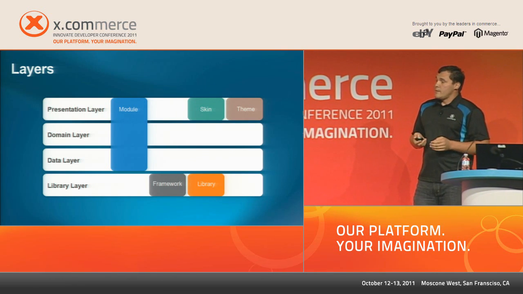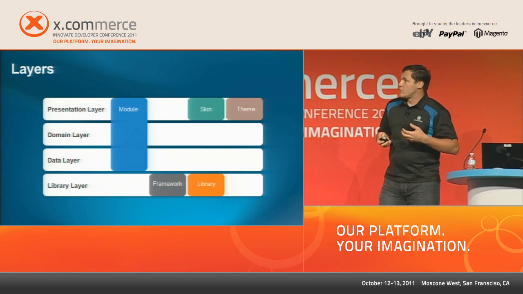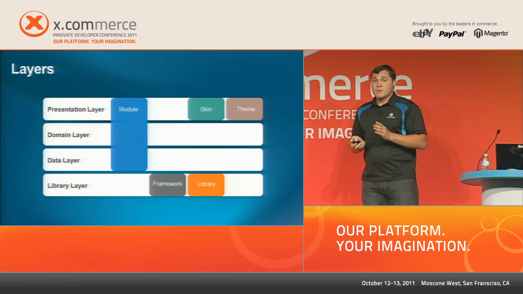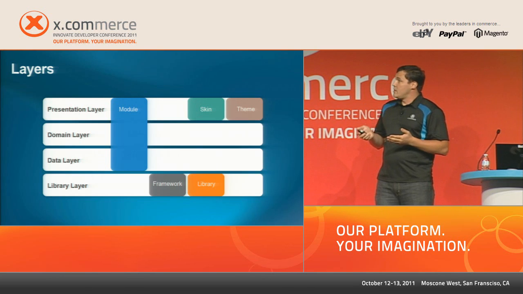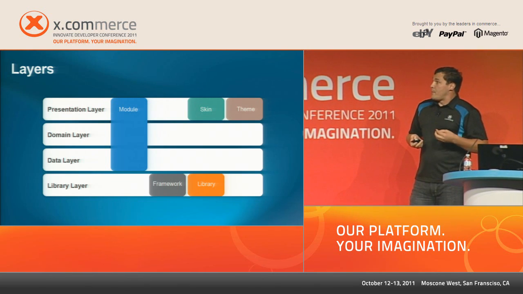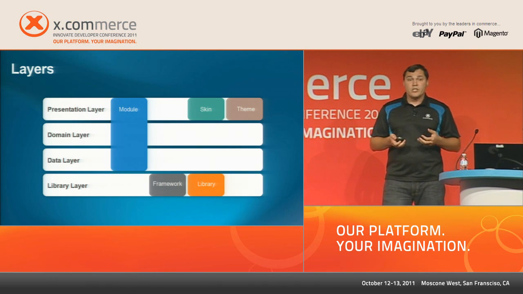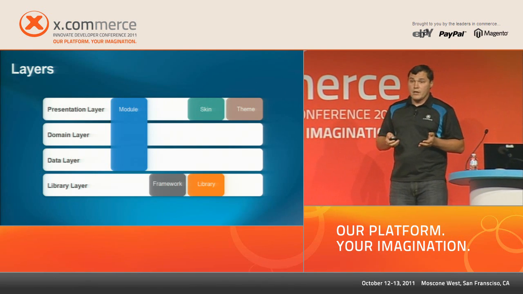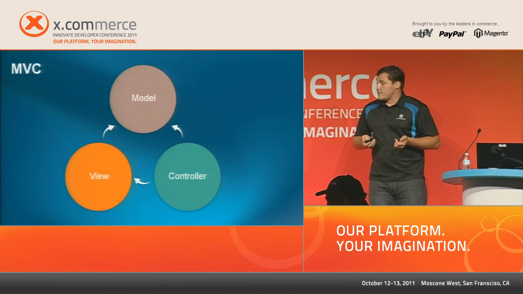Magento is modular, and the module, as the smallest unit of Magento functionality, is present on almost all layers except the library one. By writing a new module, you can deliver functionality into the presentation, domain, and data layers. The presentation layer is more flexible and has two additional units, skins and themes, which help you as a developer to customize Magento functionality.